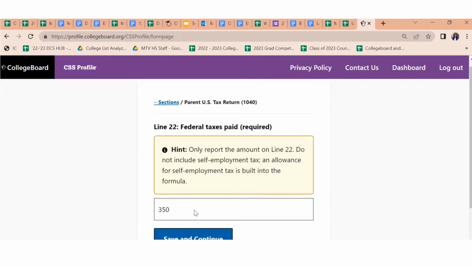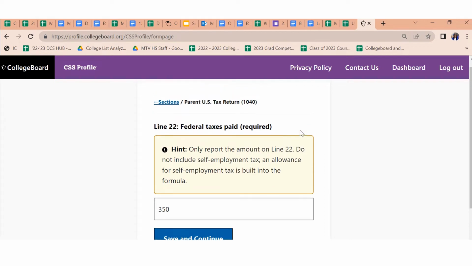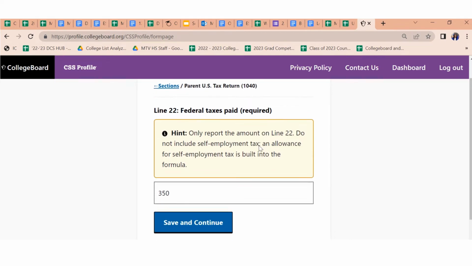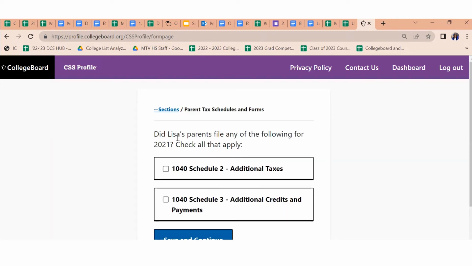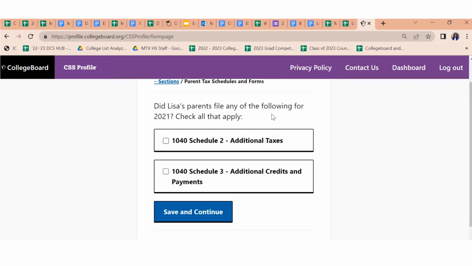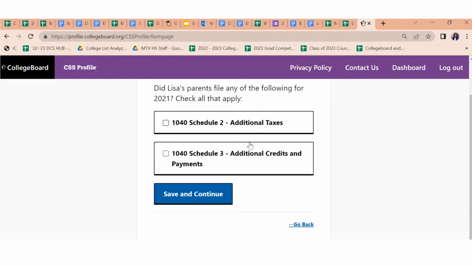This next question is required, and it is line 22 of your 1040, asking for the amount of federal taxes that your parent paid. So you will enter that amount directly from line 22. These next questions are not required. So again, I would leave them blank. They are asking if your family completed either a Schedule 2 or a Schedule 3. If this parent completed one of those, it's not required. So again, I would leave that not answered and click Save and Continue.